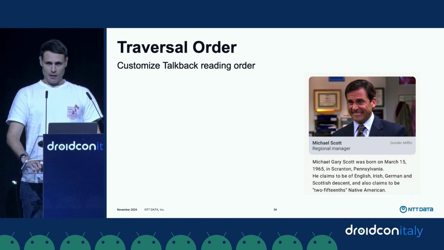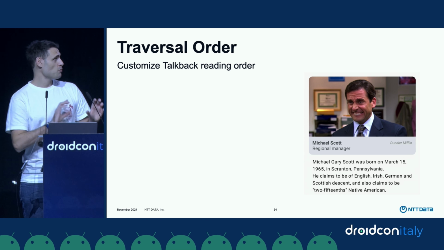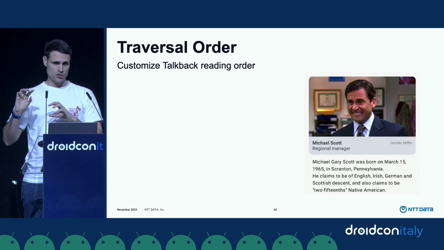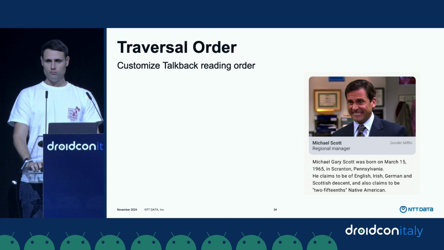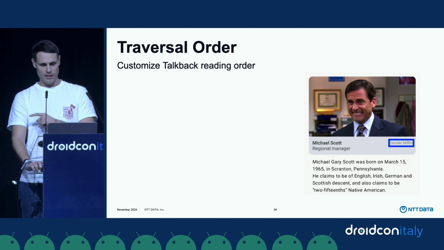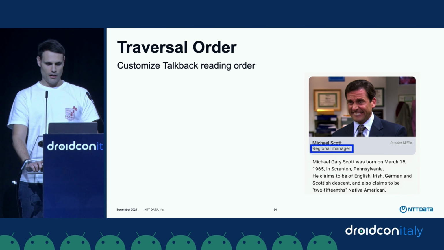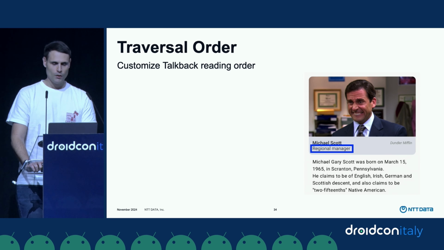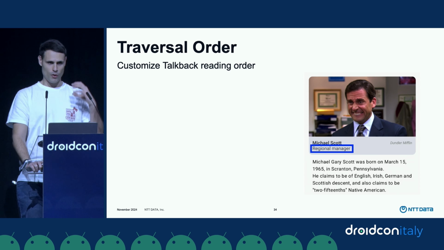We now move on to another example where we move the Dunder Mifflin to the right of the name of Michael Scott. Doing so, we are no longer in the merge descendant example. If we do a swipe right, we put focus on the image, then Michael Scott, then we move right to Dunder Mifflin, and then we go to Regional Manager. But maybe a user just wants to hear Michael Scott, Regional Manager, Dunder Mifflin. They don't want to hear Michael Scott, Dunder Mifflin, Regional Manager, because it might be confusing. So how can we achieve this behavior?